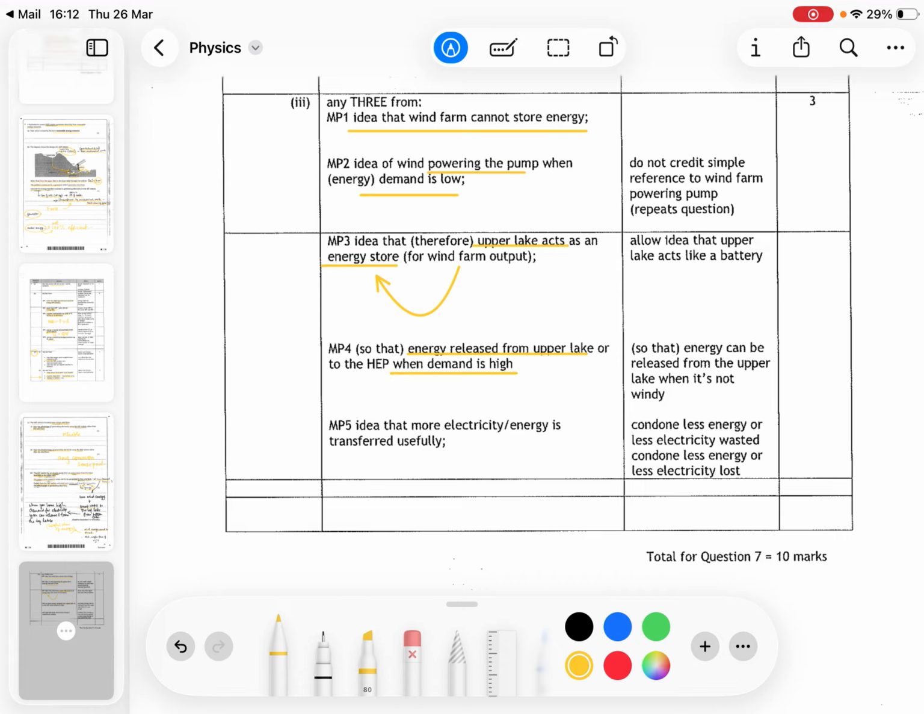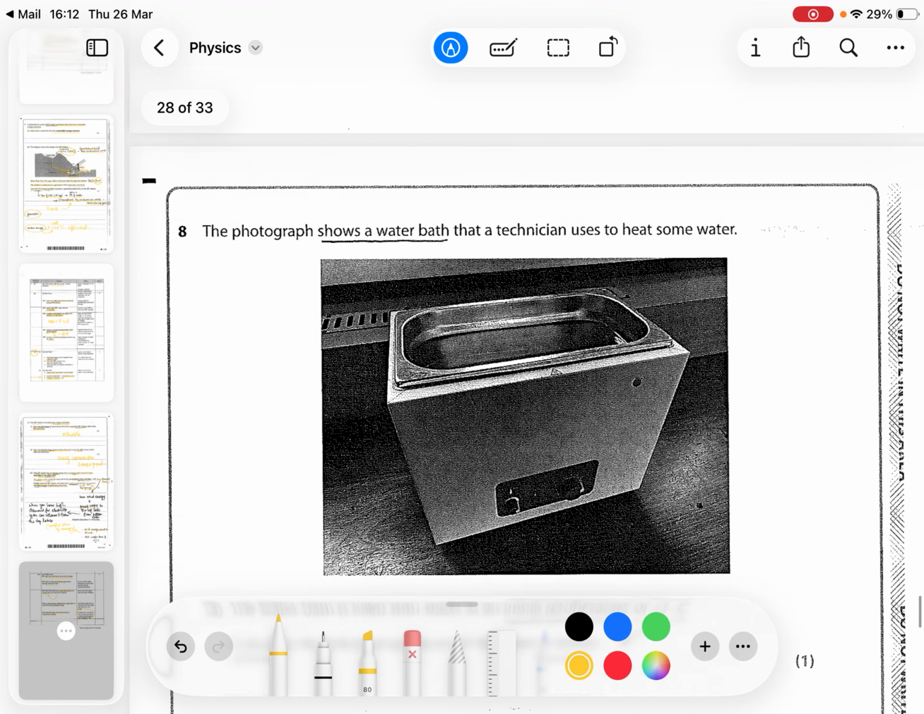So only 3 marks and we've already got 4. So the idea that more electricity is then transferred usefully. I don't know what they mean by that, but you can decide for yourself what you've written. We've already got the 3 marks.